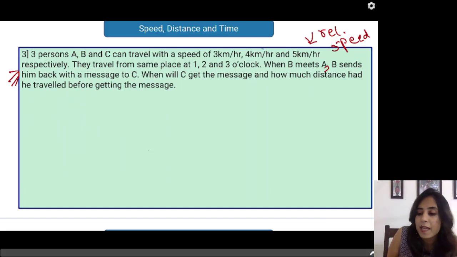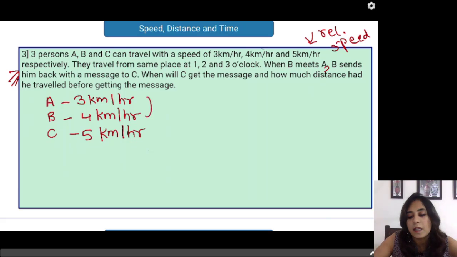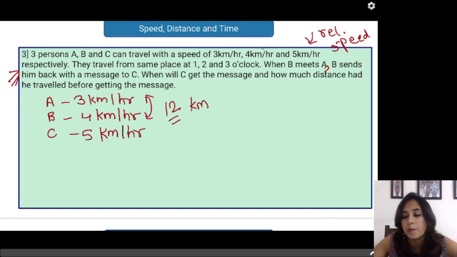Okay guys, the time has ended and we are given three people A, B, C. The speed of these three people is 3 kilometers per hour, 4 kilometers per hour, and 5 kilometers per hour. So when I take the LCM of 3 and 4, it comes out as 12. So at 12 kilometers, A and B are going to meet. A is starting at 1 o'clock, B is starting at 2 o'clock, and C is starting at 3 o'clock. So A is going to meet B after 4 hours, which means at 5 o'clock. At 5 p.m. they are going to meet.